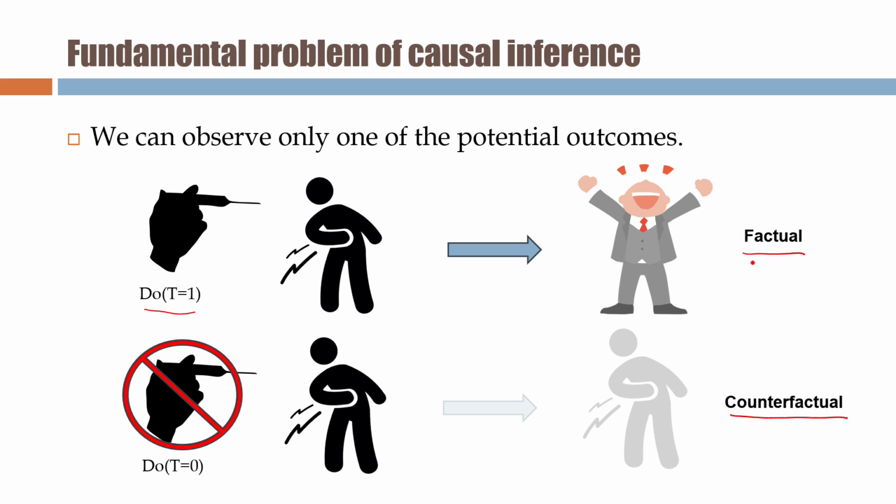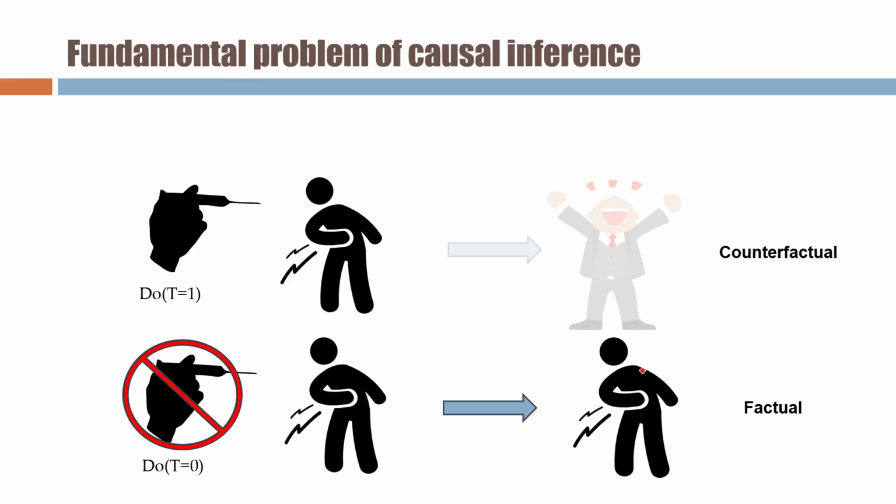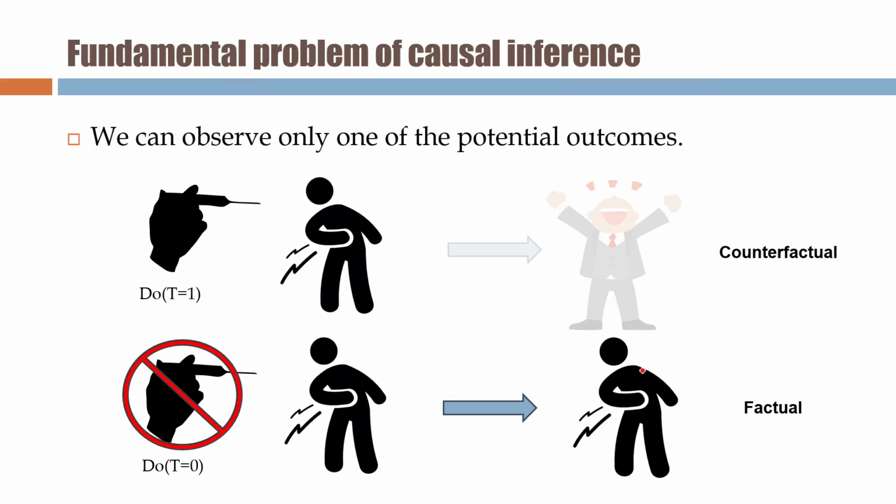So factual is that we have data: he got better, our treatment worked. But what if we don't treat him? What would happen to him? We don't know. Right? That's what we call the counterfactual. But in every single data point we have, we don't see both of them. We see only one of the outcomes.